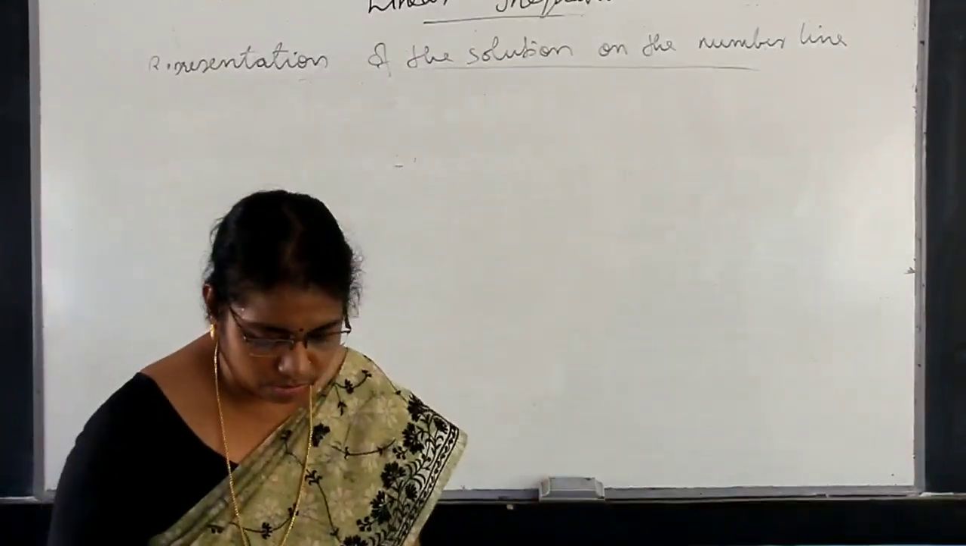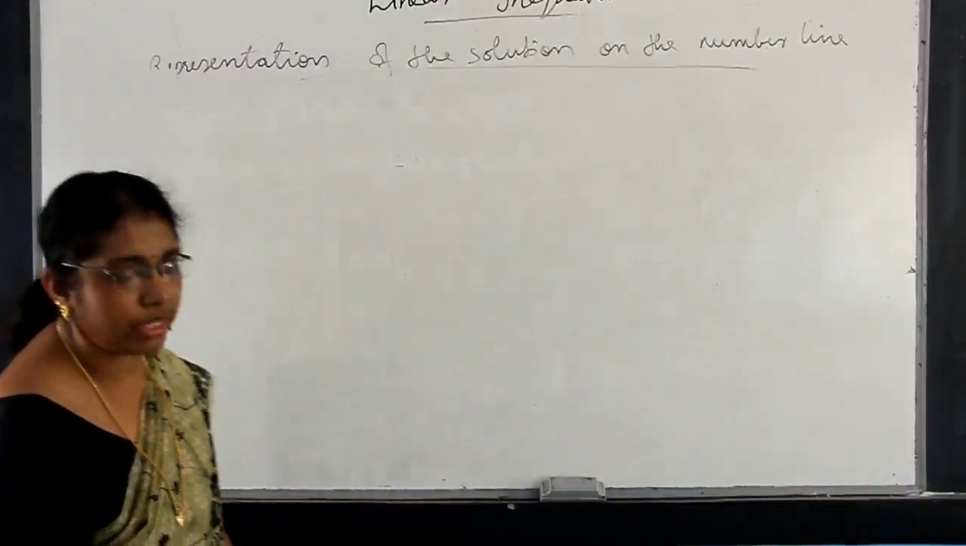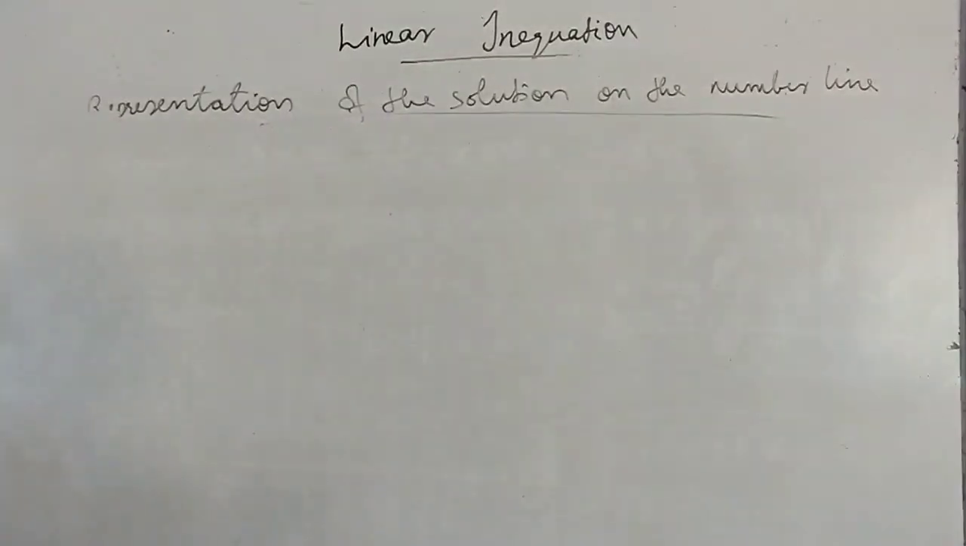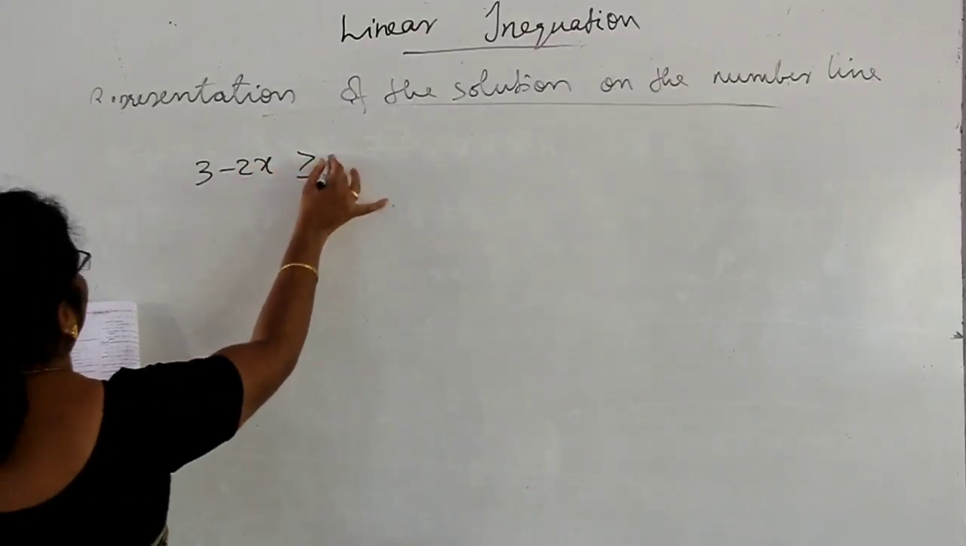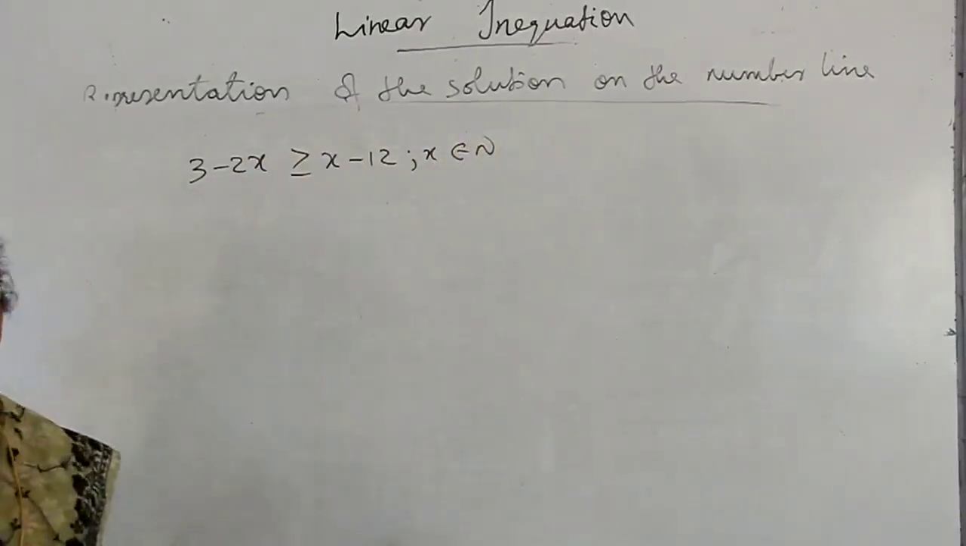Then one simple question I will show you in another way. 3 minus 2x, this one is the last one. Another way we can also solve this linear inequation, that I will show you now. 3 minus 2x greater than or equal to x minus 12, x belongs to natural number. See this question.